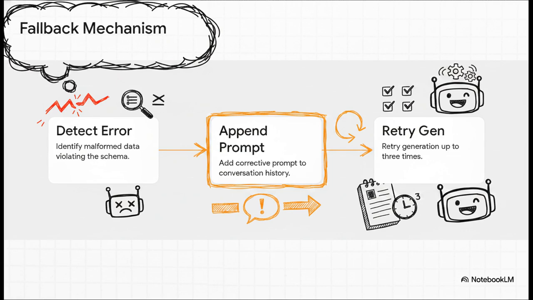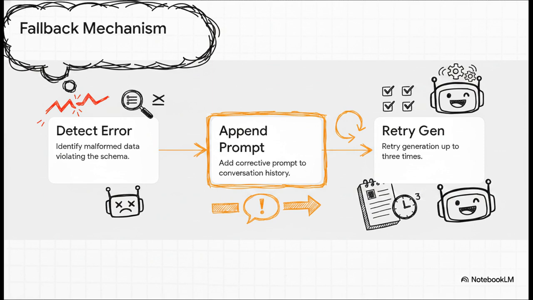In practice, you're going to wrap your generation call in a while loop and a try-except block. Step 1, the model generate content runs. If the parsed data somehow violates the schema, the except block catches the validation error. Step 2, and this is key, instead of just starting over, it takes that exact validation error string and appends it to the chat history as a corrective prompt.